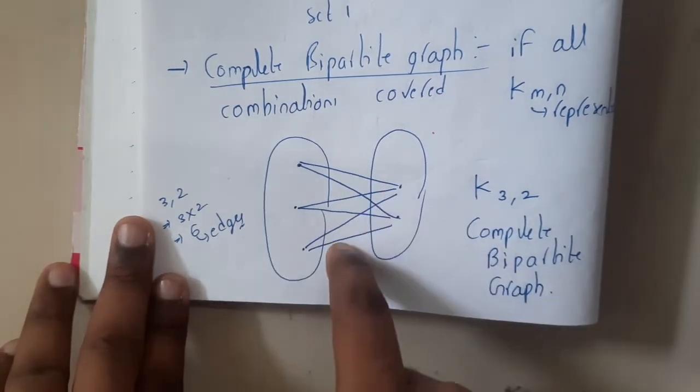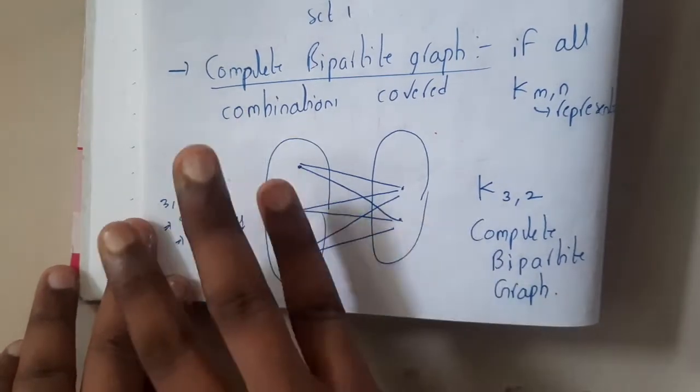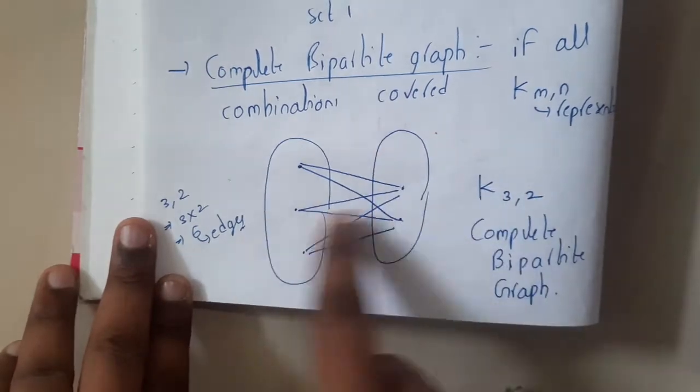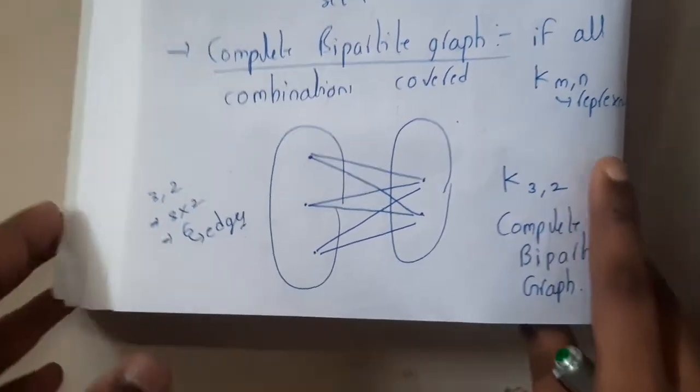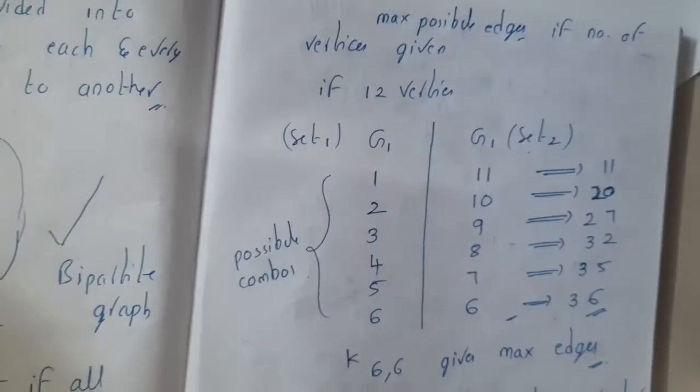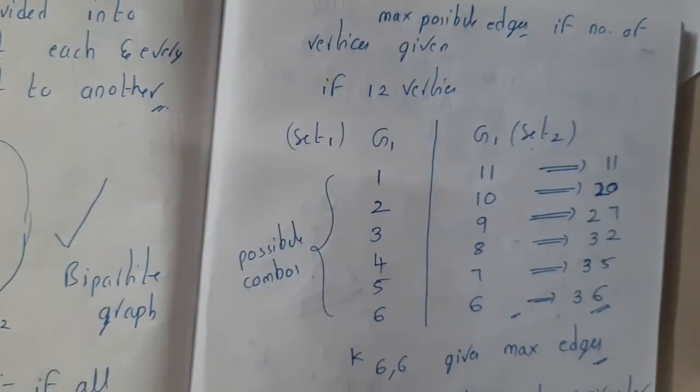So how many edges are there, guys? How many vertices are in one set? 3. How many vertices are in the other? 2. 3 into 2 is 6 edges. Got it? So this is the concept of a bipartite graph and complete bipartite graph, guys.